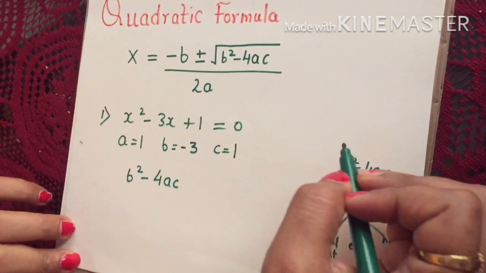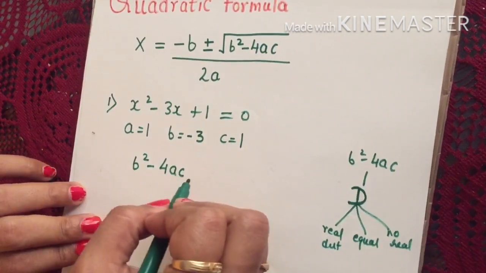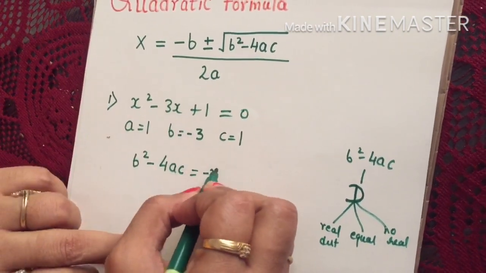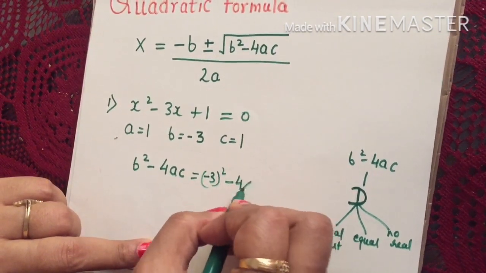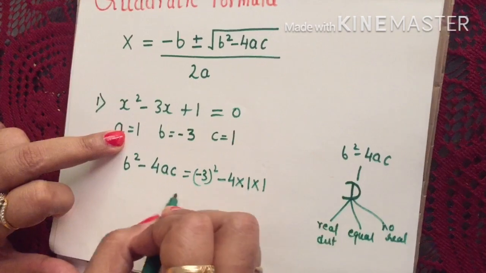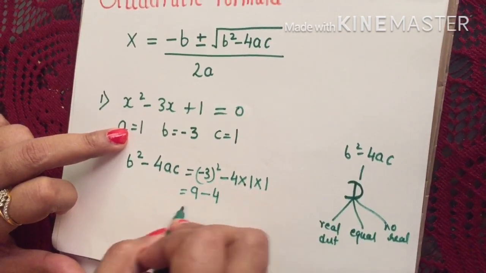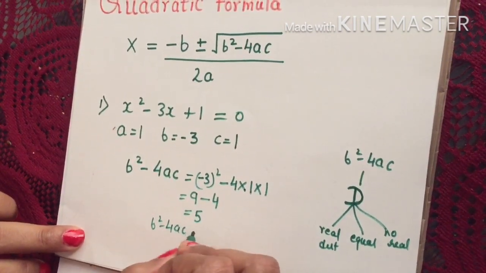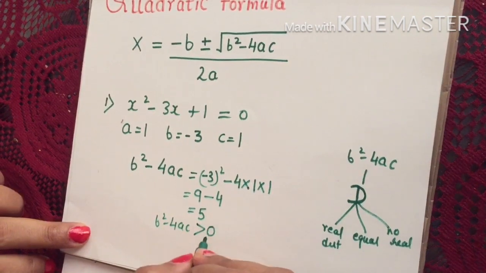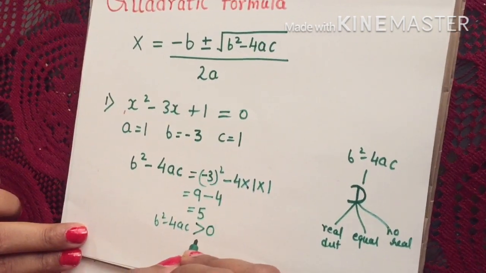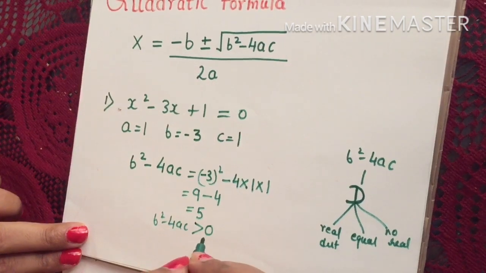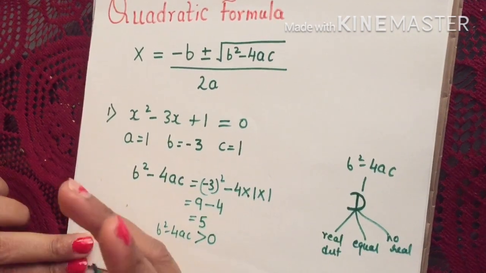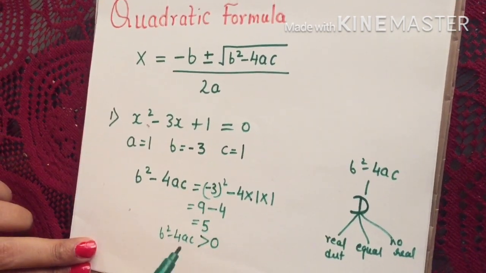So the first thing is, we have to solve for b square minus 4ac. Now let us see what the value is. b square means minus 3 square, minus 4 into a, which is 1, into c, which is 1. So this is 9 minus 4, and that is equal to 5. Therefore this b square minus 4ac, or the value of D, is greater than 0. What conclusion can I draw? If D is greater than 0, that is, if D is positive, then this equation will have two real distinct roots.